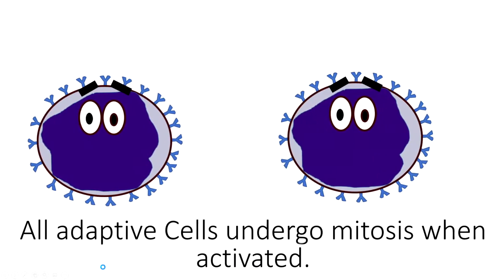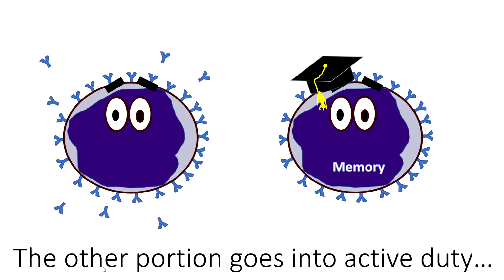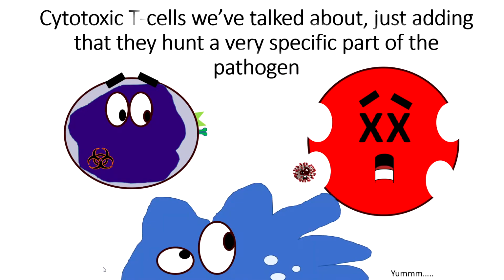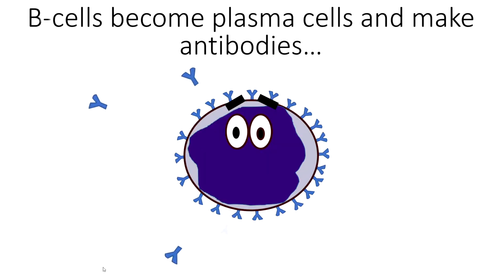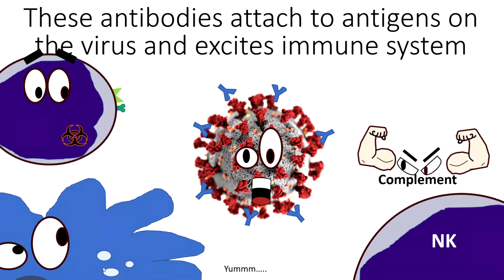All adaptive cells undergo mitosis when activated, which is important because you need some of them to hang back and become memory cells just in case of an infection. The other portion goes into active duty, actively fighting the infection. So cytotoxic T cells, which are adaptive immunity cells we've talked about, I'm just adding that they hunt a very specific part of the pathogen. B cells, which we haven't talked about yet, become plasma cells and make antibodies. These antibodies attach to antigens on the virus and excite the immune system. They go, ooh, yummy.